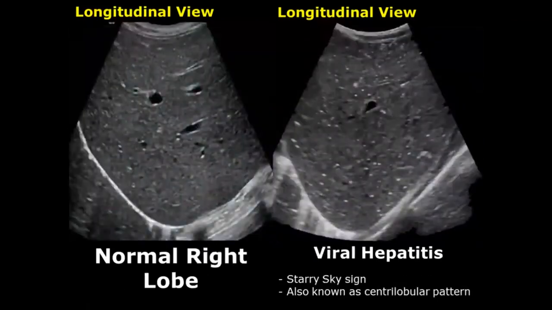Viral hepatitis has one classic sign known as the starry sky sign. It is also known as the centrilobular pattern. You can see echogenic dots in the liver, which resemble a starry sky.